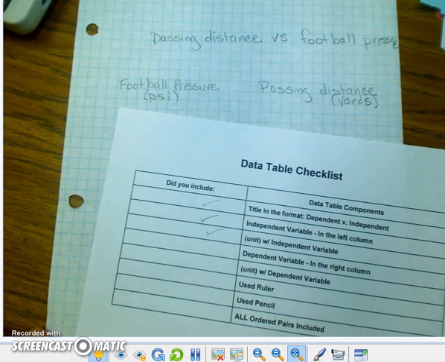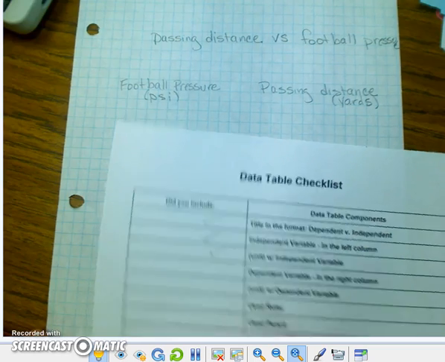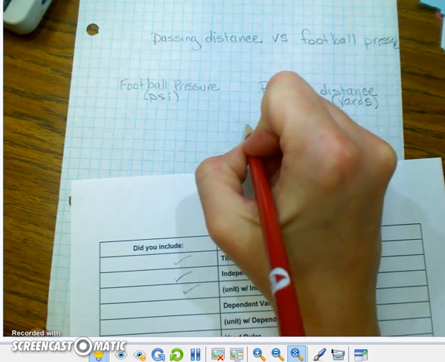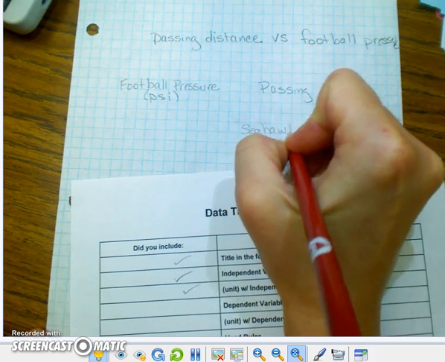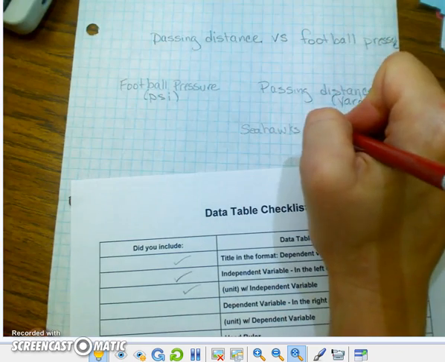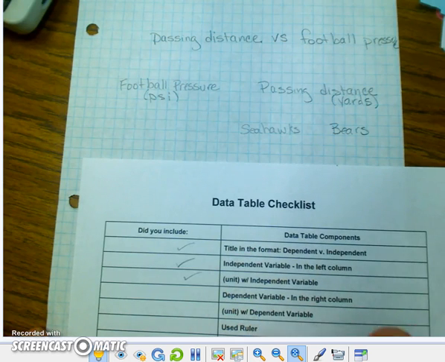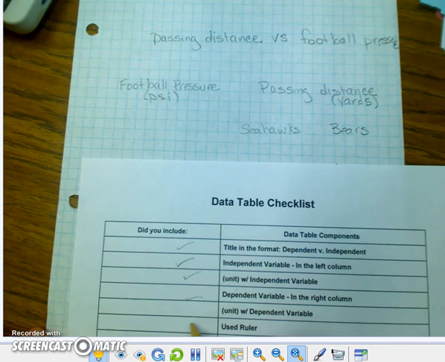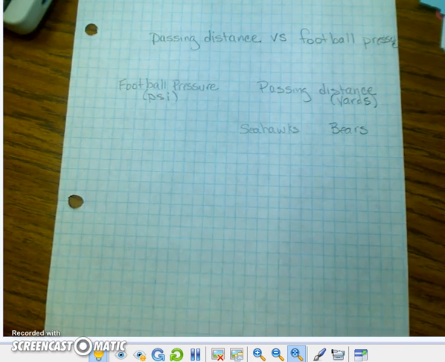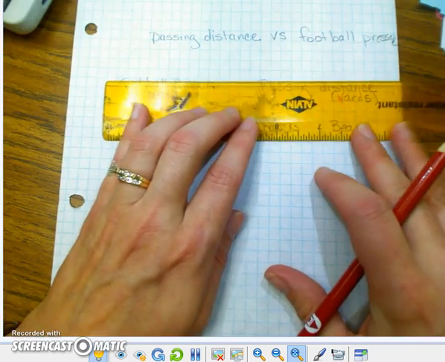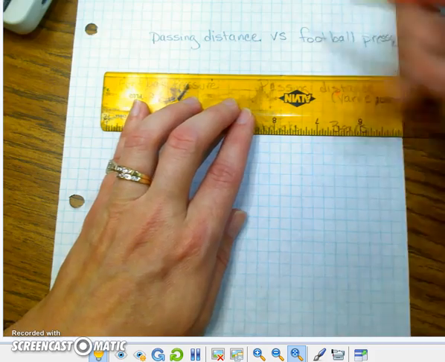One thing that was kind of tricky about this example is that it gave us yardage for the Chicago Bears game and for the Seahawks game. So I'm going to have to kind of split this into two, and I'm going to write Seahawks, because I know I'm going to have to list them, and Bears. So now I have a format. Dependent is in the right, yardage. Now I'm going to take out my ruler and I'm going to make my grid. So it's important that I use a ruler so that I make nice straight lines.